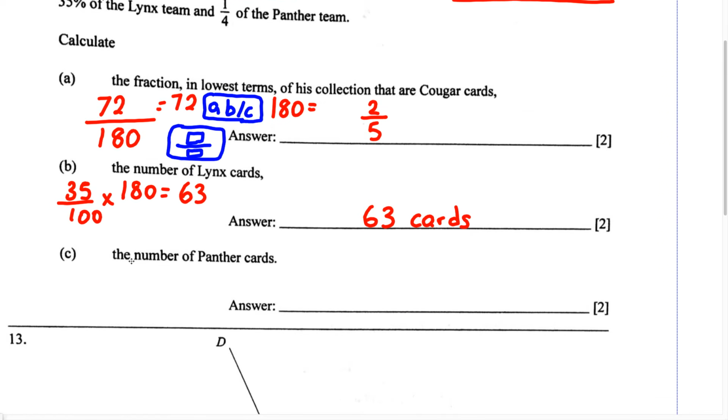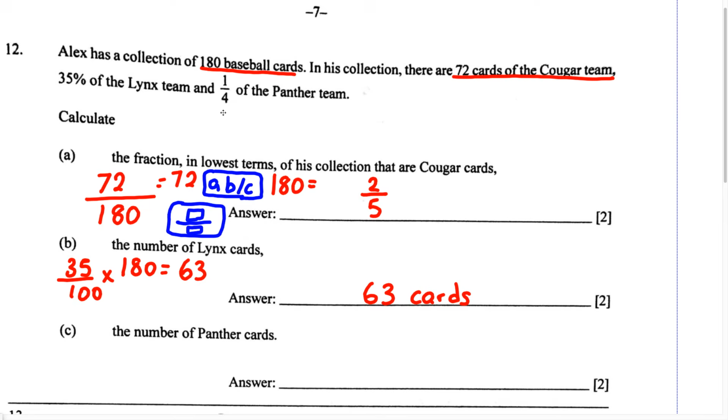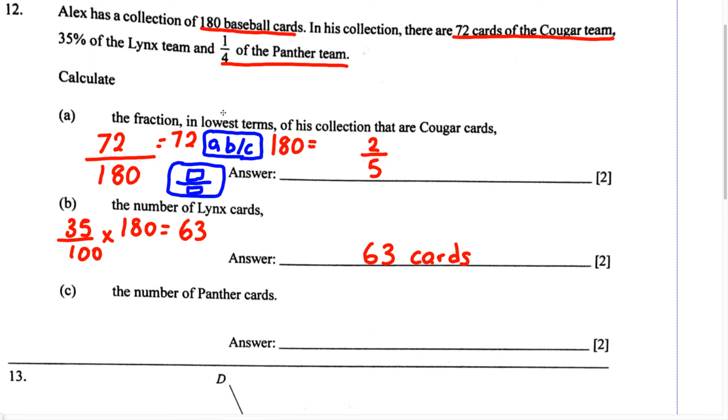Now part C says the number of the Panther cards. So the number of the Panther cards, he has 1/4 of the Panther team. So to find this answer, we're just going to say 1/4 multiplied by the total number of cards, which is 180. When we solve for this, we can put in our calculators 1 over 4 multiplied by 180, and that's going to give us 45. Therefore, he has 45 Panther cards.